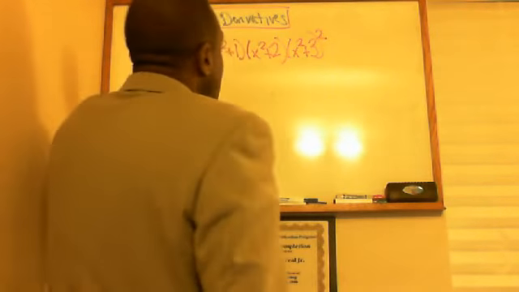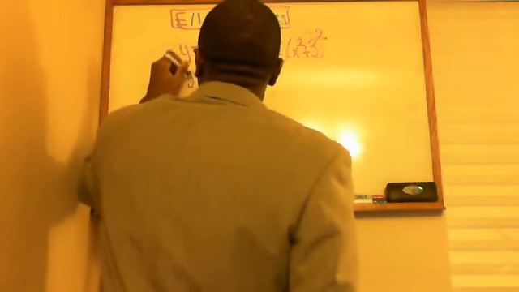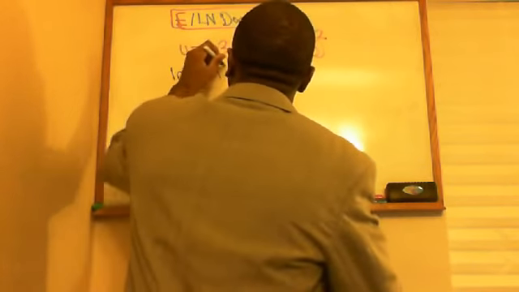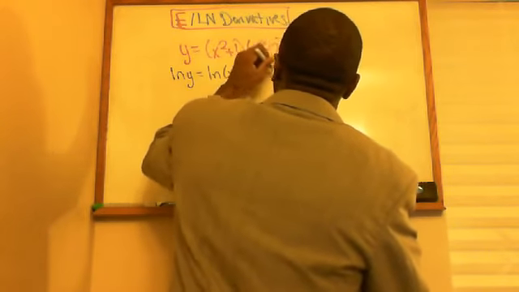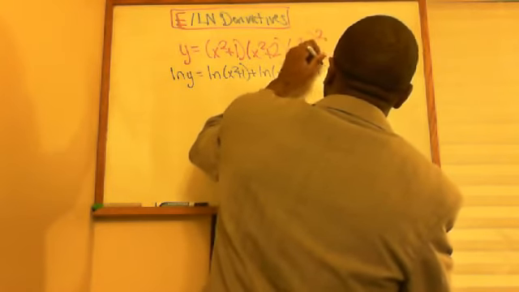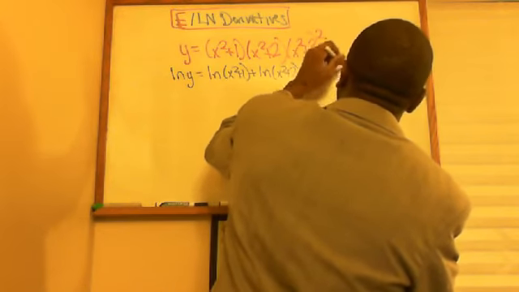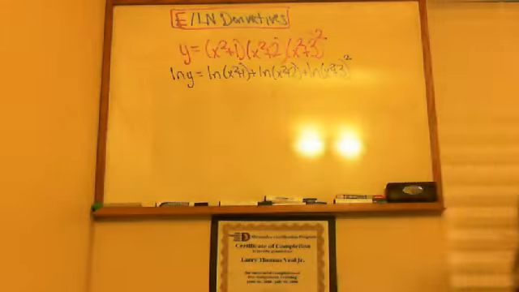Now, the next step I'm going to take: I already know I'm multiplying all of these together, so I take the natural log of both sides. So natural log of y equals natural log of x squared plus 1 plus natural log of x squared plus 2 plus natural log of x squared plus 3 squared. Point blank. That's the first step to doing this problem.